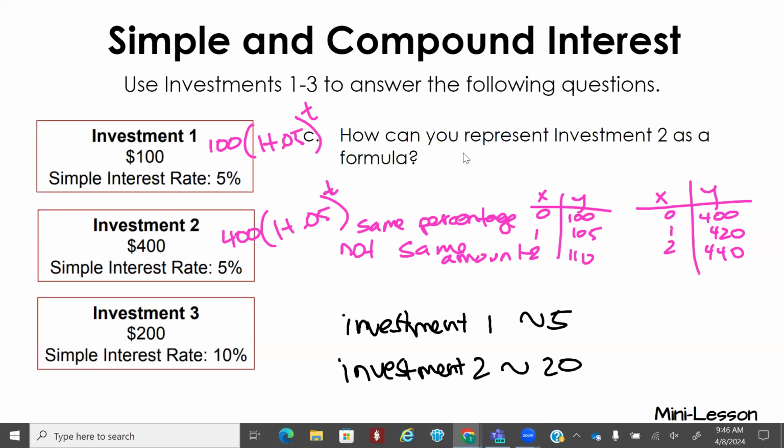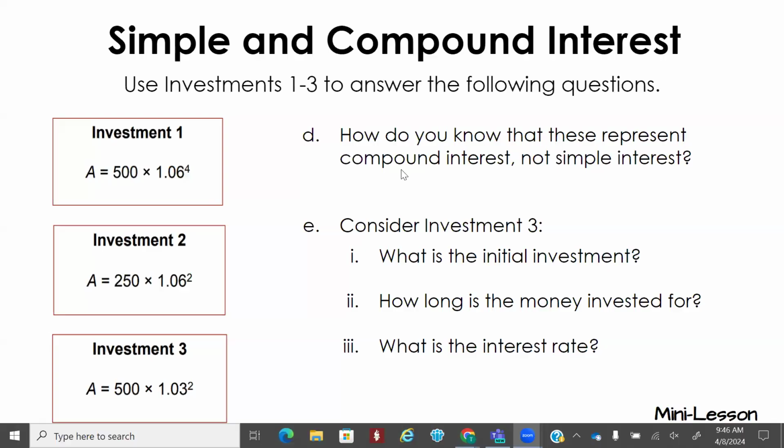How can you represent investment 2 as a formula? We've already kind of talked about this. Here's our formula: 400 times (1 plus 0.05) raised to the t. How do you know that these represent compound interest and not simple interest? How can we tell?